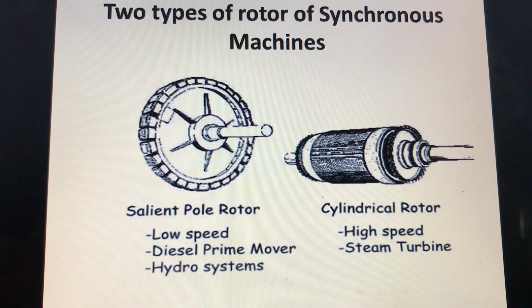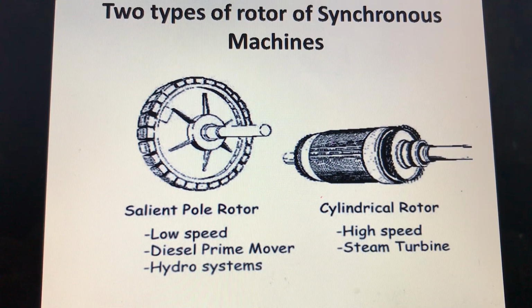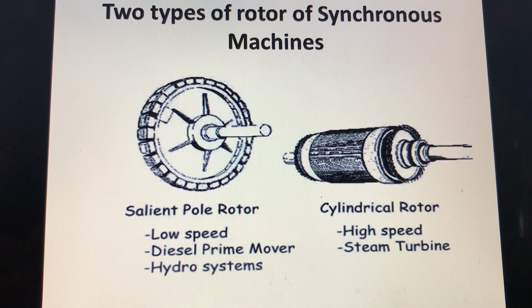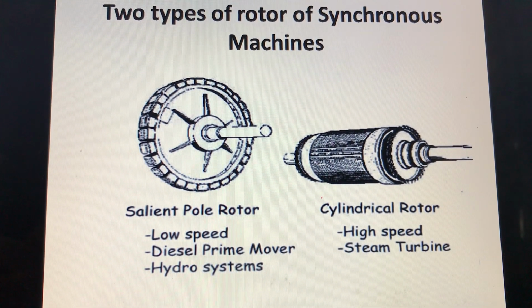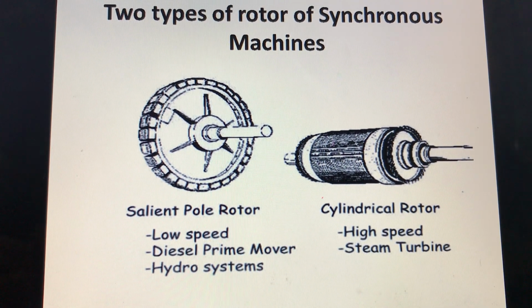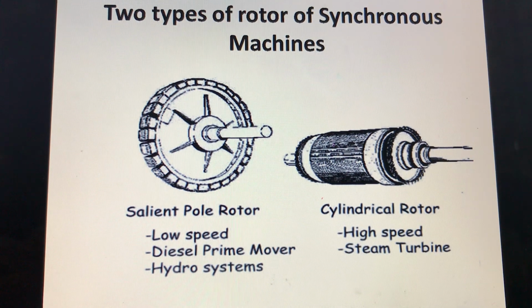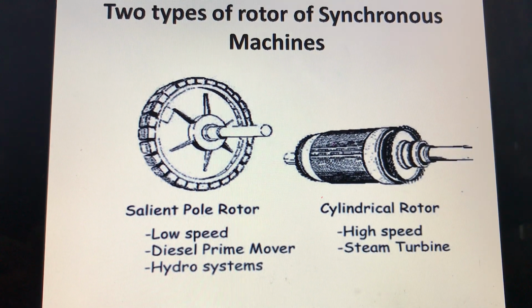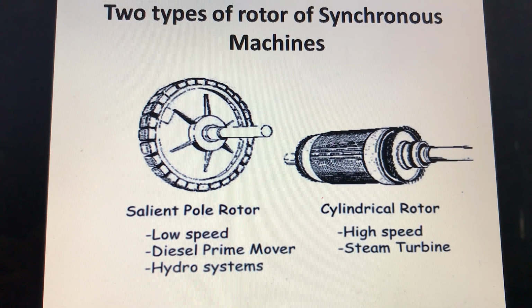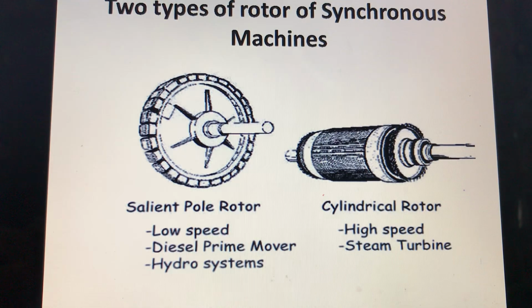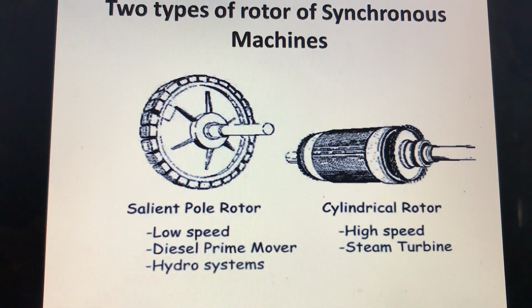They are basically designed for hydropower plants. 24 poles or above are in these. This one is a cylindrical rotor. The speed is calculated with the help of the formula 120 F by P, where F is the frequency, which is fixed at 50 Hz for Indian standards, and P is the number of poles, according to the design of the rotor. So cylindrical rotors are high speed rotors.